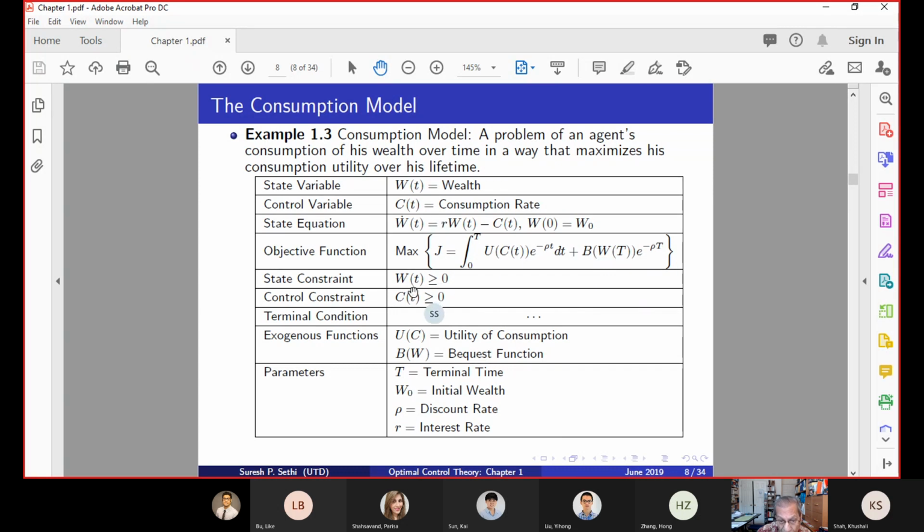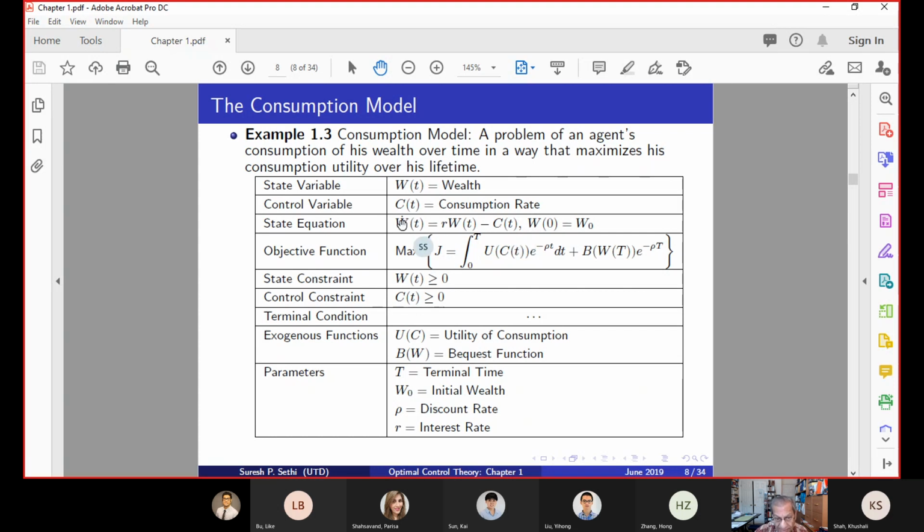And what you want to do is to choose the consumption rate over time, keeping your wealth always bigger than or equal to 0 so you don't become bankrupt, and maximize that and find the optimal consumption path. So it's the third problem that I have, which is an optimal control problem. And notice now, every one of these problems that I gave you has only one state variable and one control variable.